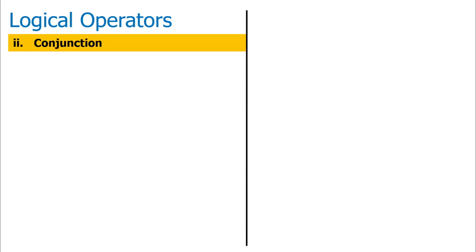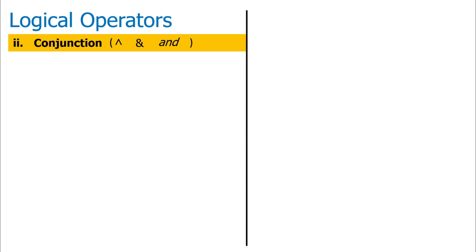Conjunction logical operator. The conjunction logical operator is represented with a symbol which looks like an inverted V. This logical operator can also be represented with the symbol ampersand. Sometimes the simple English word "and" can also be used to represent the conjunction logical operator.